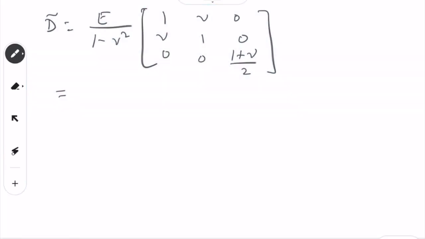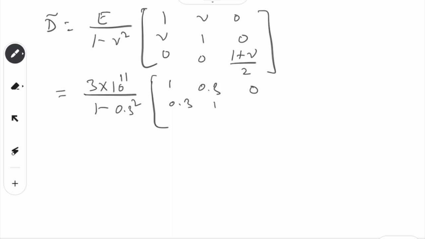So, 3 times 10 to the power 11 over 1 minus 0.3 squared, and here we have the matrix 1, 0.3, 0; 0.3, 1, 0; 0, 0, and this is (1 plus 0.3) divided by 2. So 1.3 divided by 2 is equal to 0.65. So this is what the D is.